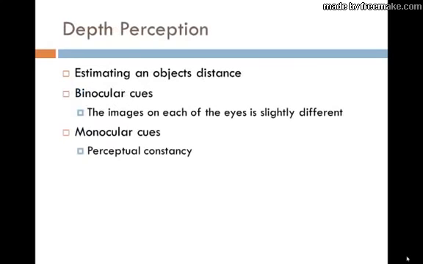So now we'll talk a little bit about depth perception, and this is obviously estimating an object's distance. The way we do this is binocular cues and monocular cues. Binocular cues are that the images on each of the eyes are slightly different. Just like with hearing, our ears are hearing a slightly different thing, our eyes are also seeing a slightly different thing because of their position. And monocular cues lead us to have perceptual constancy.